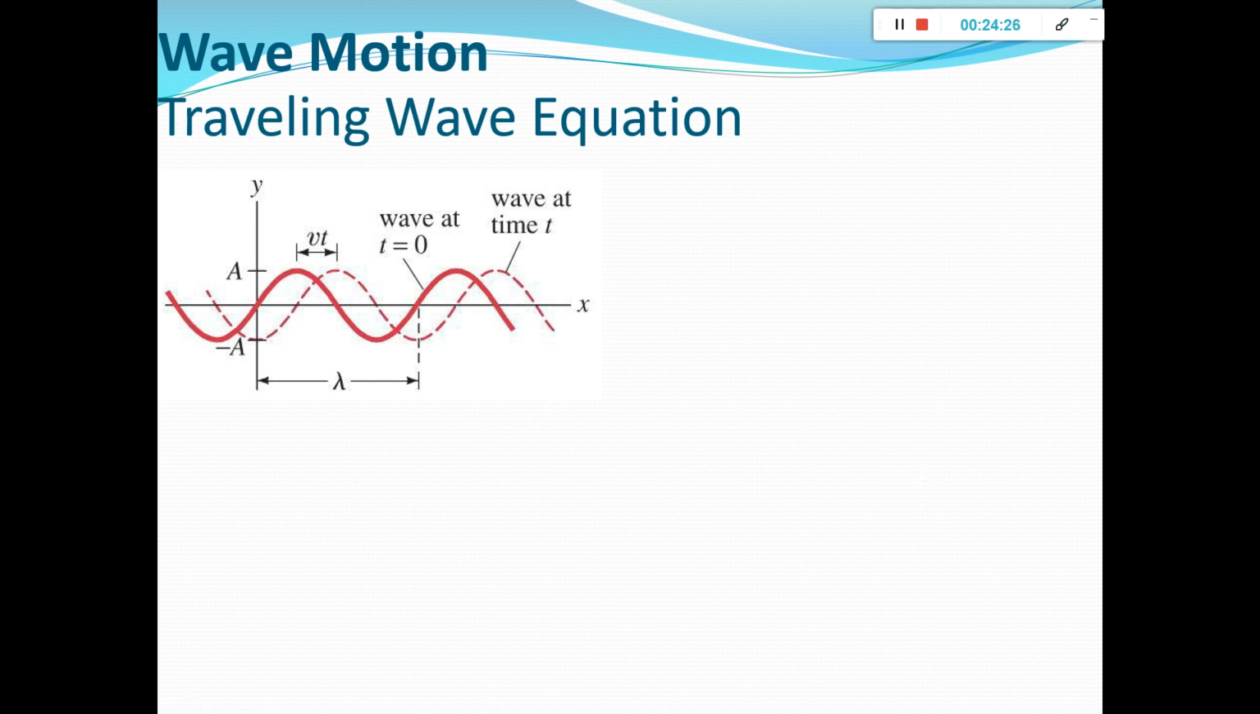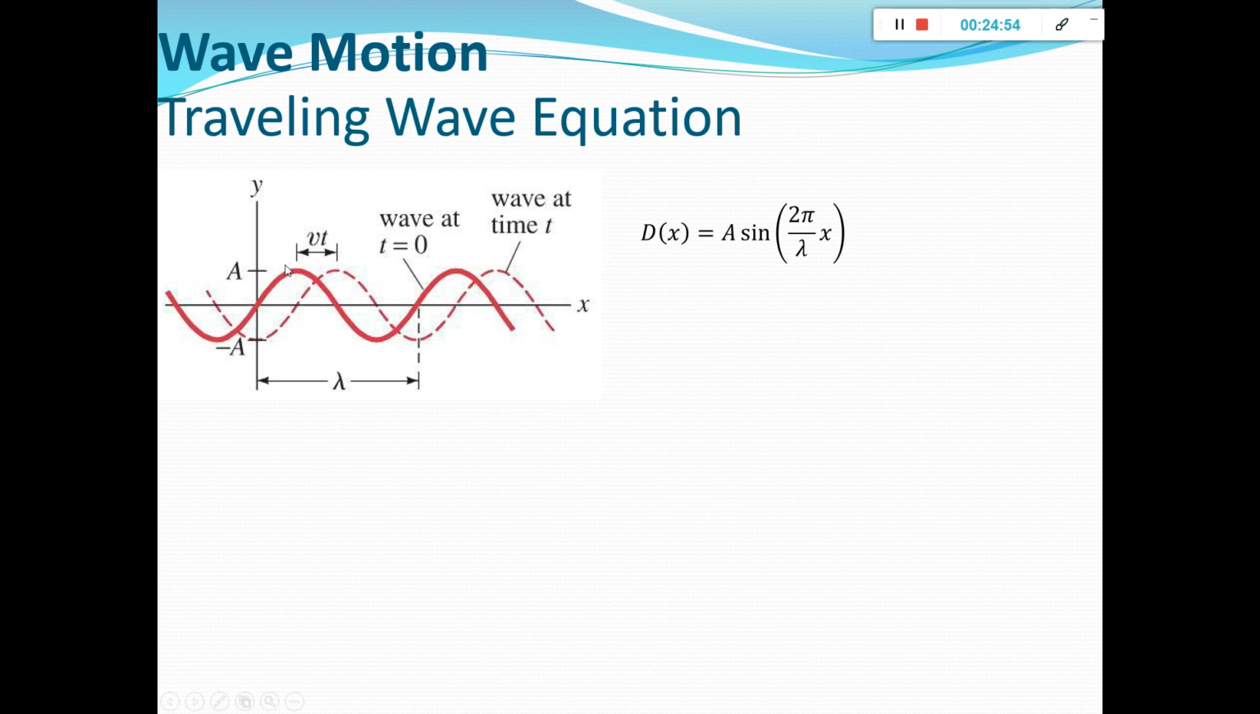Next, we're going to talk about the traveling wave equation. Similar to what we did with the harmonic motion, where we wanted to come up with a very generic equation to talk about where the object would be after a certain amount of time, we want to do something similar. We want to talk about what would be a good equation for a wave as it's moving through a medium. Well, first, we're going to start off with this very standard equation.